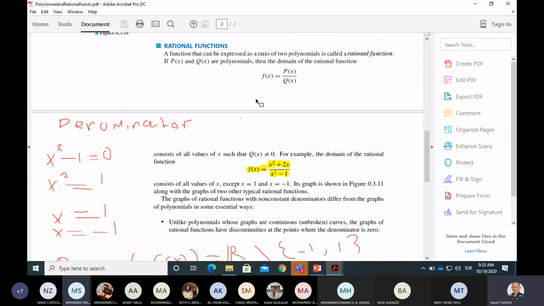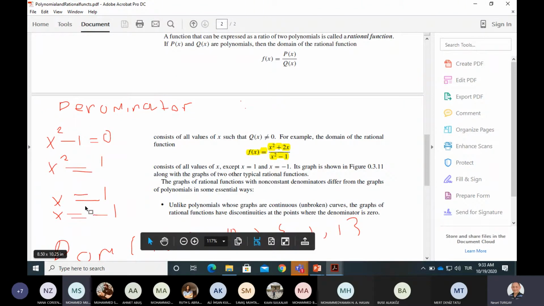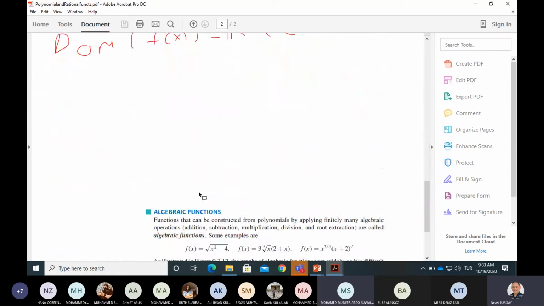Okay? Now, how do you find the domain? My friend, the idea is this. You take the denominator, you make it equal to 0. Okay? You find 1 and minus 1. So this means that the domain of this function is all real numbers except minus 1 and 1. Okay? So it works like that.